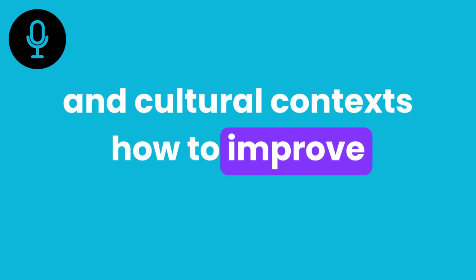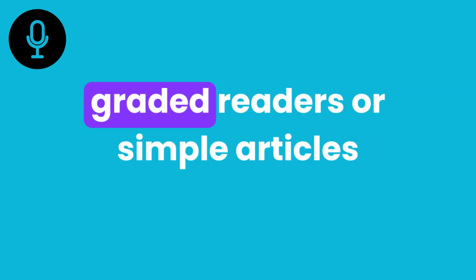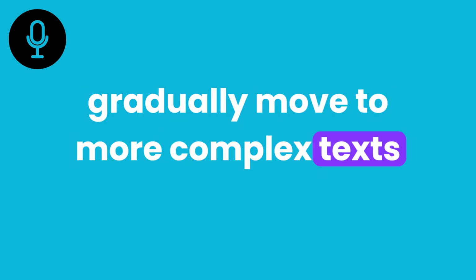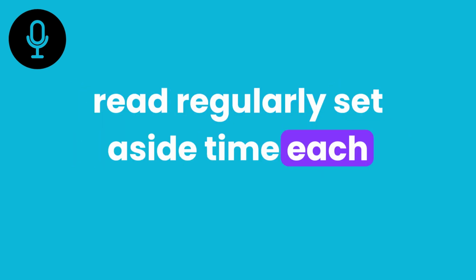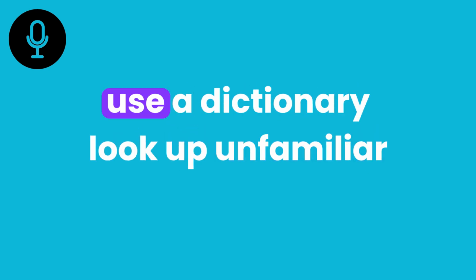How to improve reading skills. Start with easy material. Begin with children's books, graded readers, or simple articles. Gradually move to more complex texts. Read regularly. Set aside time each day to read. Even 15 to 20 minutes a day can make a big difference. Use a dictionary.